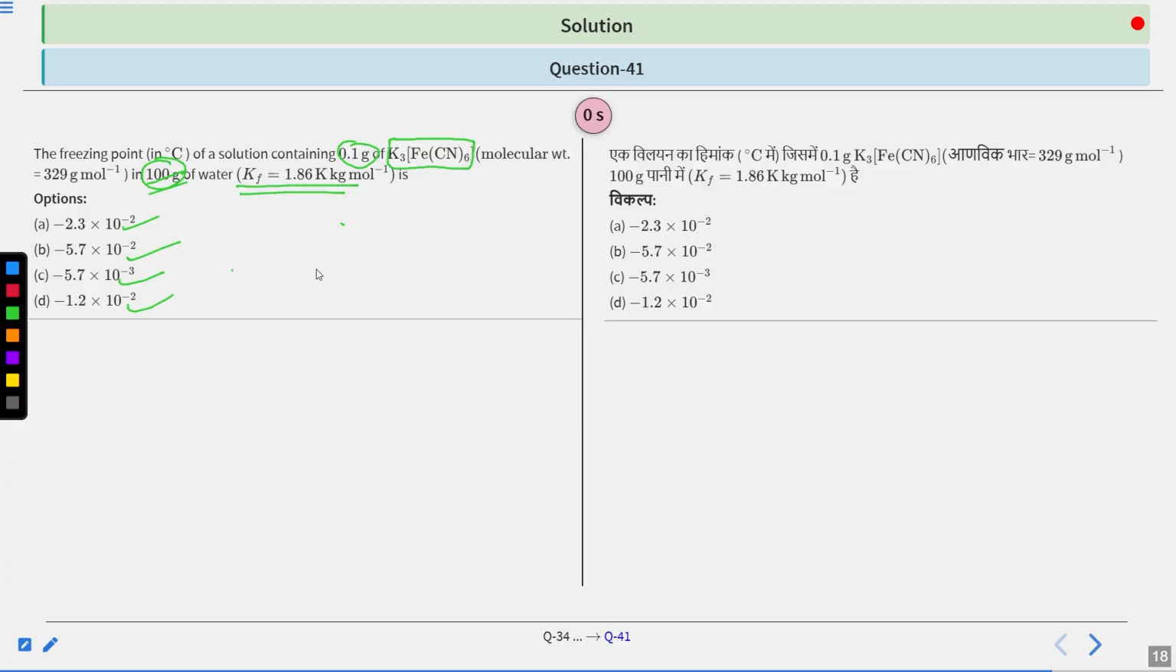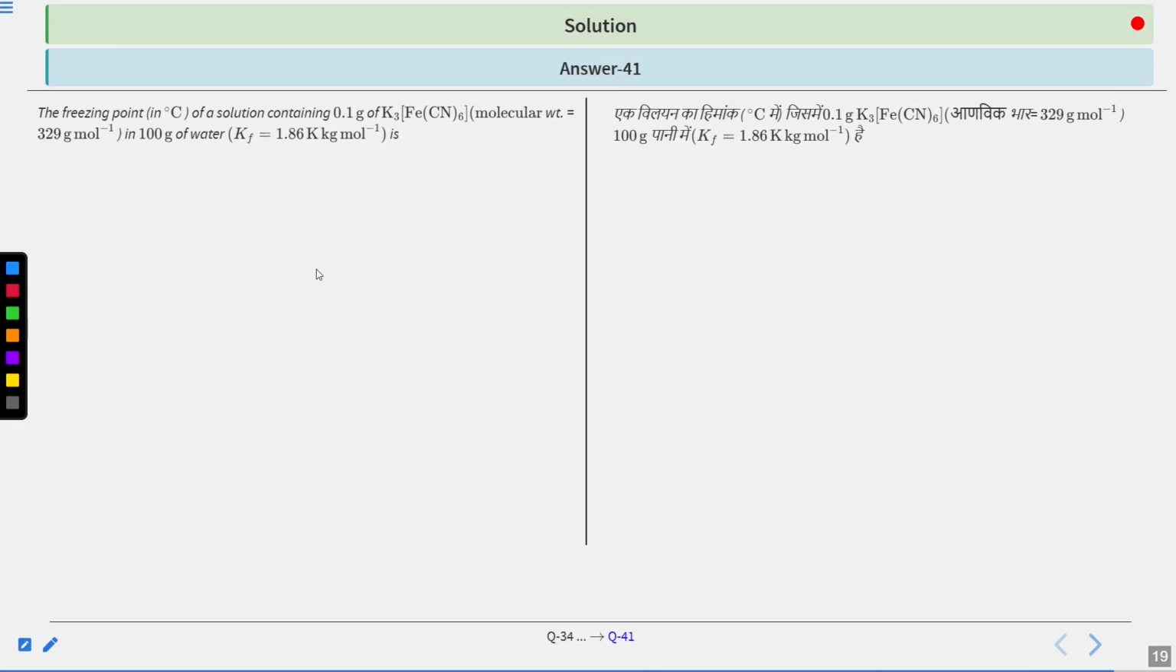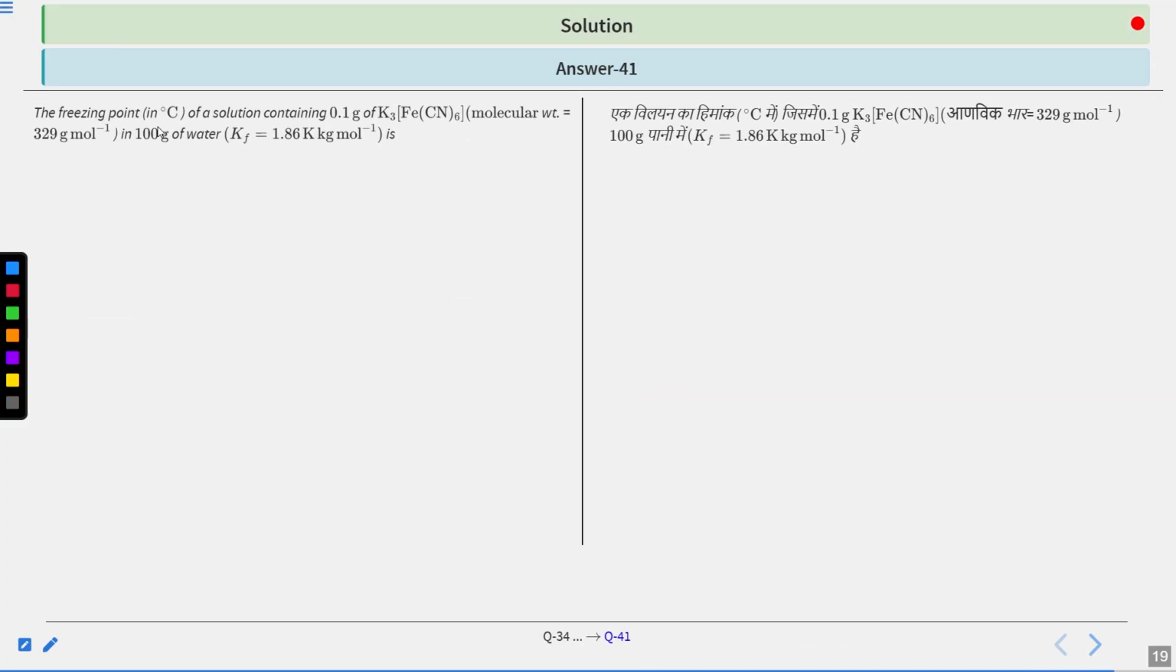Your time is up. Let us see how we can solve this question. It was given that we are adding this complex to water: 0.1 gram of this complex to 100 gram of water. The molecular weight is 329 gram per mole, and your Kf is 1.86 Kelvin kg per mole. For those who have solved it, the correct answer is A.